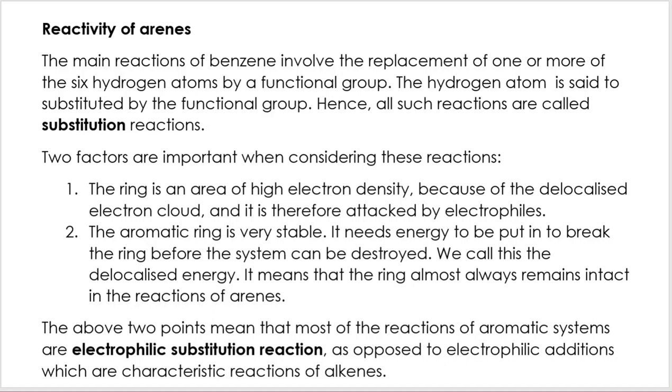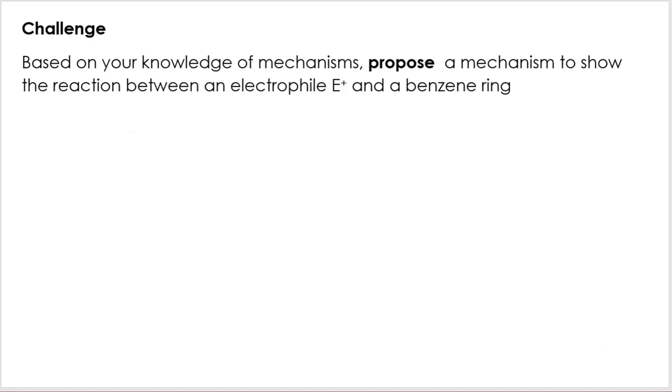It does mean that, generally speaking, apart from the combustion I just spoke of, the stability of the delocalized ring of electrons within the carbon ring is likely to survive any reaction that takes place. So when we're looking at mechanisms, we're dealing with electrophilic substitution. If we were to use an electrophile E+ and a benzene ring, what do you think that mechanism would look like? Well, let's start off by drawing my benzene ring and my E+.